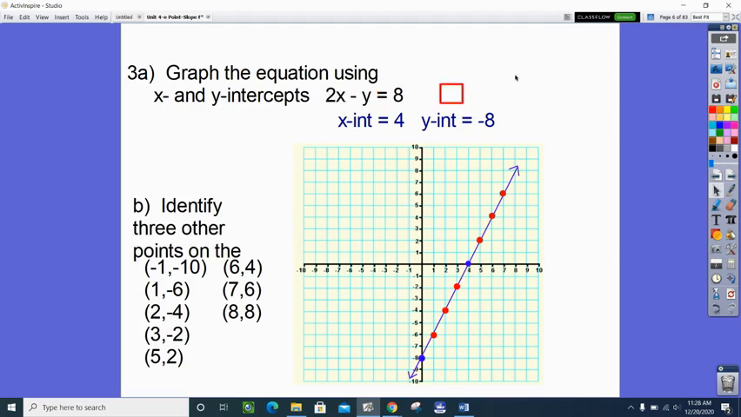Now, to be honest, you can also solve this to get the slope if you subtract 2x, I should say, and divide by -1, the slope would be 2. So you take any one of these points and go up 2 and over 1, up 2 and over 1, up 2 over 1. Those would all be points. If you draw your line accurately, you will see them in the crosshairs as well.